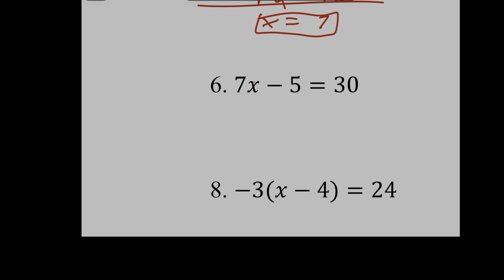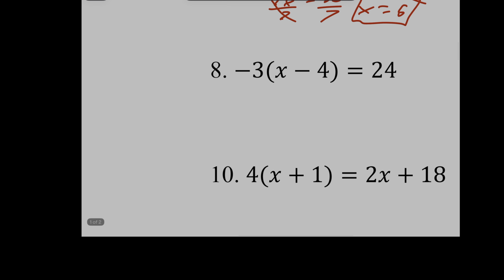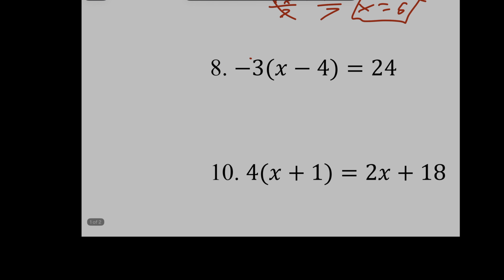This is a two-step equation. I can't divide by 7 because that negative 5 is in the way. So I'm going to add 5 to both sides, and that's going to give me a 7x equals 35. And once I do that and I divide everybody by 7, I get an x equals 5, which I love. Okay? Number 8.